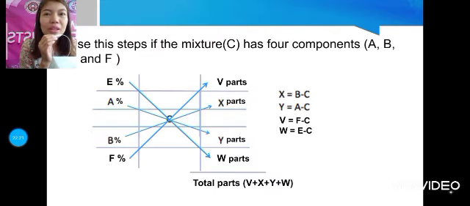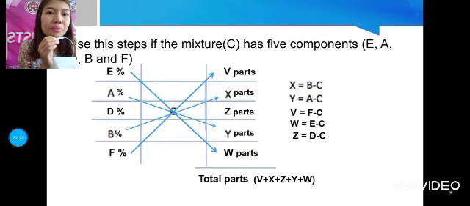So again, to recap, if we have 4 components, we will use this diagram. And if we have 5 components, we can use this diagram.